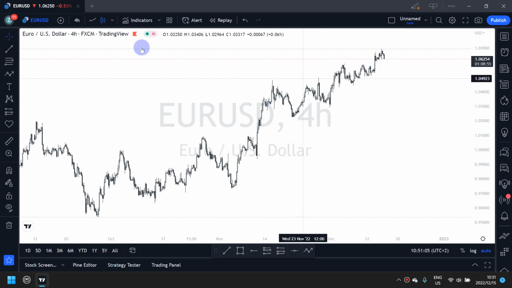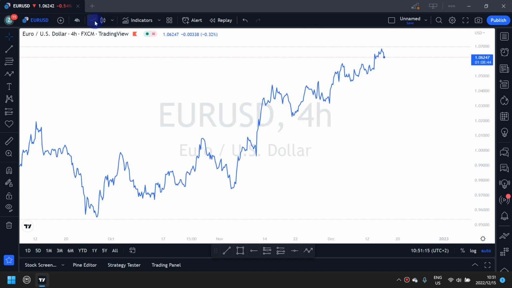So as I usually do with all my analysis, I start from the 4-hour time frame, which I have right here, as you can see. And I then switch to line graph to identify my key levels and switch back to candlesticks to identify the overall direction of the market. So the 4-hour time frame for me is my key levels and the overall direction of the market that I'm seeing.